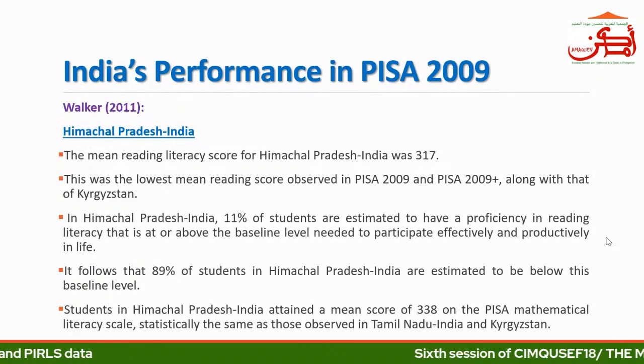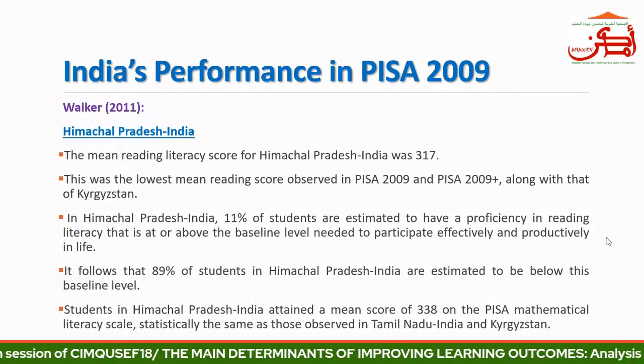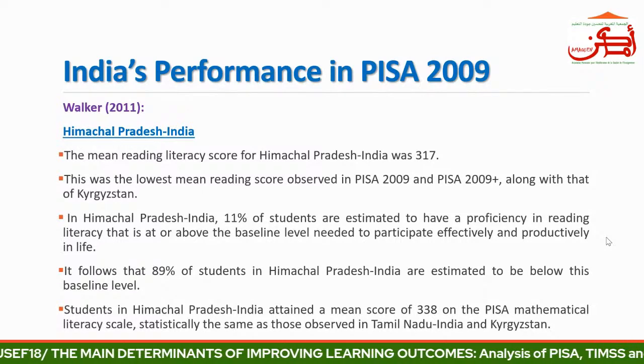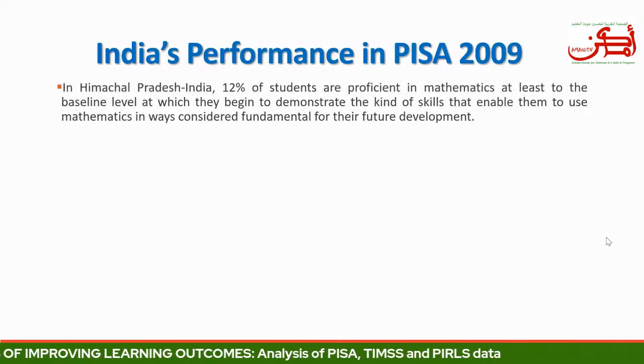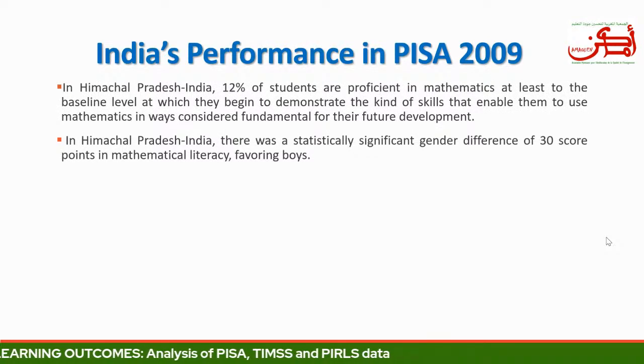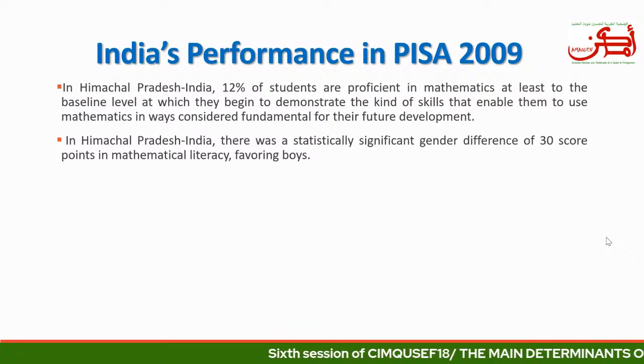And in mathematical literacy, the same state attained a mean score of 338, which was almost the same as compared to Tamil Nadu, which was another state, and another country, Kyrgyzstan. And 12% of the students were proficient in mathematics, and gender difference favored boys in mathematics literacy.